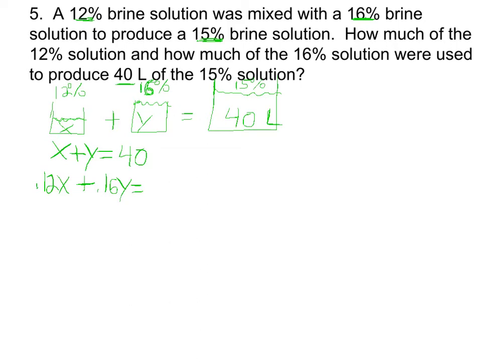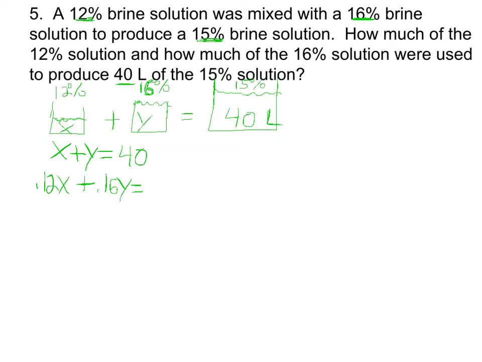Now, let's look at the last beaker here. This is our last mixture. This is our result. It's saying basically you have 40 liters in that last beaker, and 15% of it is brine. So I'm going to multiply again, just like I did for the other two beakers.